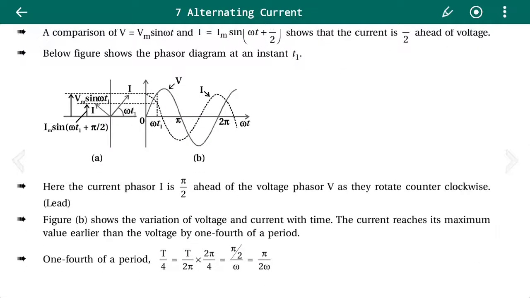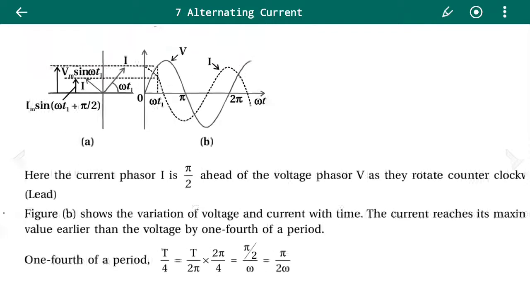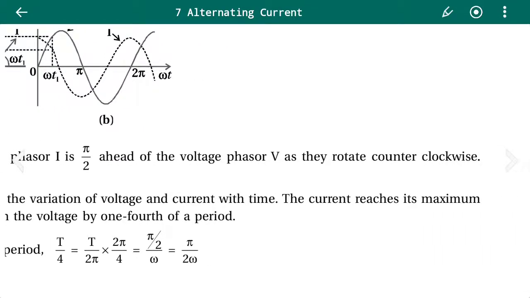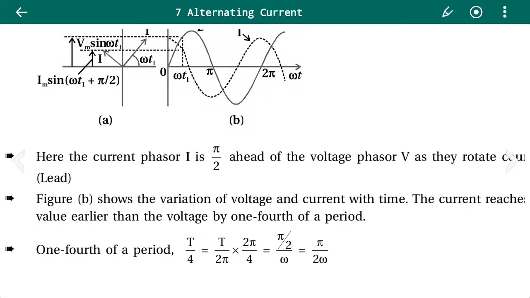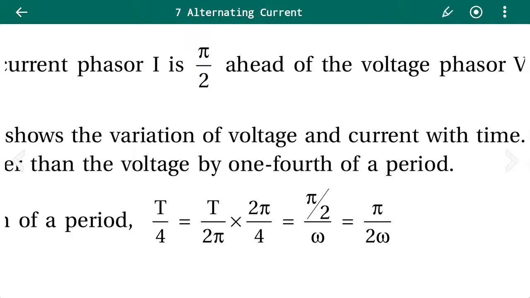Here the current phasor I is pi by 2 ahead of the voltage phasor V as they rotate counterclockwise. Figure B shows the variation of the voltage and current with time. The current reaches its maximum value earlier than the voltage by 1/4 period of time. That is 1/4 of a period, that is T by 4, now multiply and divide by 2 pi. So T upon 2 pi into 2 pi by 4.